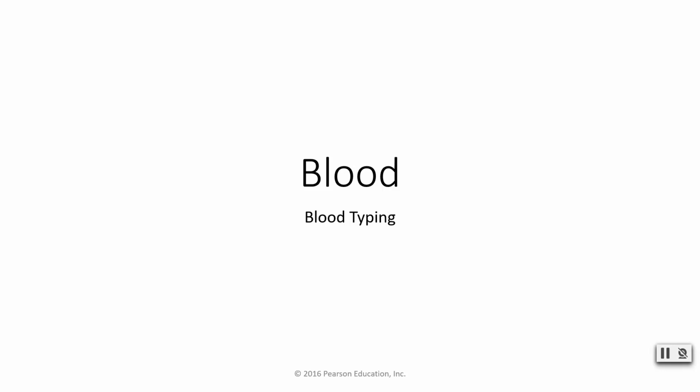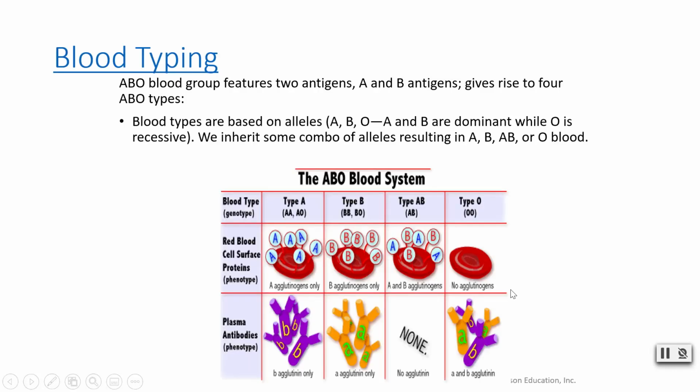In this lecture, we'll cover blood types and blood typing. So the most popular blood typing system is the ABO blood system. We have two antigens, A antigen and B antigen, and this technically gives us 4 different ABO blood types. We have type A, type B, type AB, and type O.